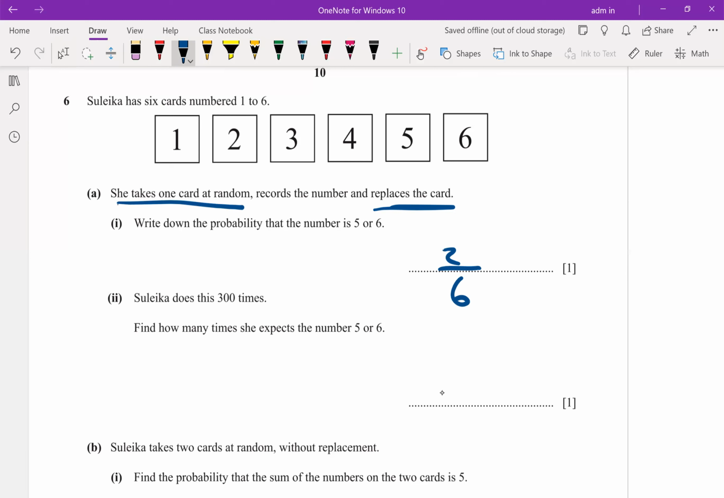2 over 6. Perfect. 5 or 6. 5 is 1, 6 is 1, so the answer will be 2 out of 6. Whether you write your answer simplified or not, it's accepted. If it is not mentioned, write your answer simplified. You can keep it 2 over 6, or you can write it 1 over 3rd, correct.